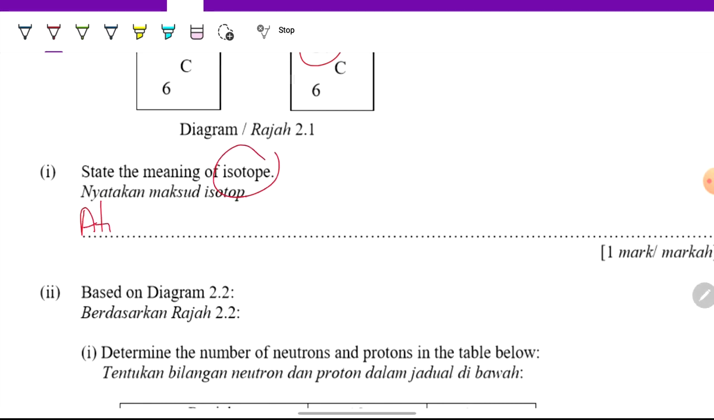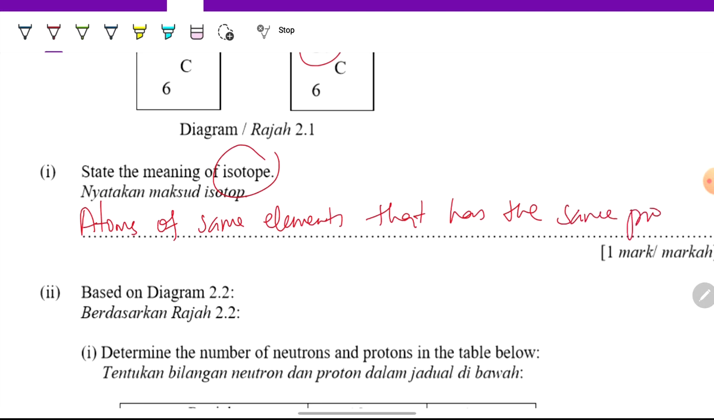Isotopes are atoms of the same element that have the same number of protons but different numbers of neutrons, or nucleon number.